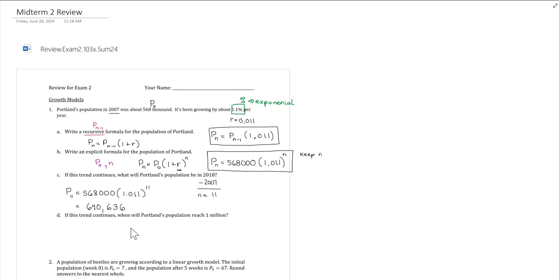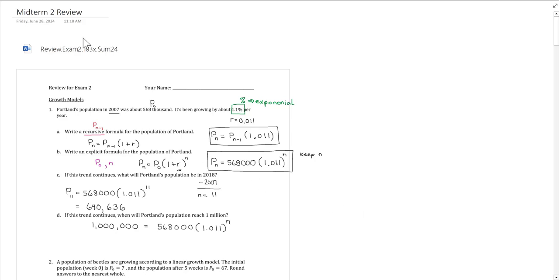So again, I'm going to use the explicit formula, except 1 million is the population, not N. So I'm going to put 1 million on my left-hand side equals 568,000 times 1.011 to the N. Don't use 11 there because now we have a different amount of time or year that we're trying to find.